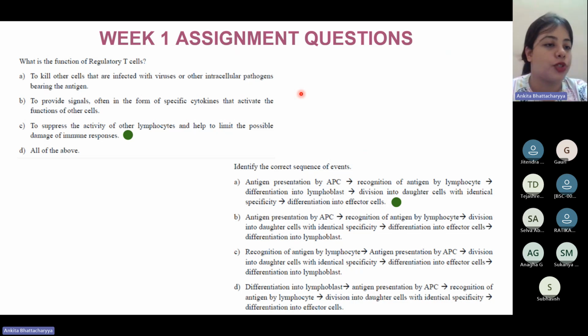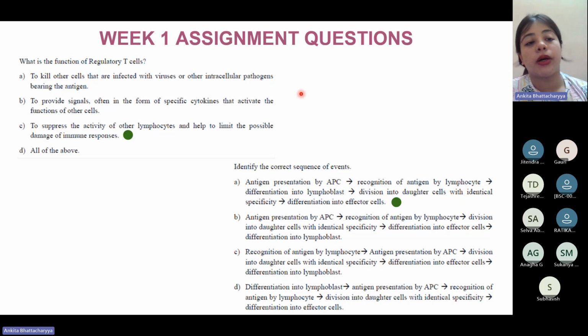So let's go over the options. First option was about killing other cells infected with viruses or intracellular pathogens bearing the antigen. Second, to provide signals, often in the form of specific cytokines that mediate the functions of other cells, or to suppress the activity of other lymphocytes and help to limit the possible damage of immune responses.